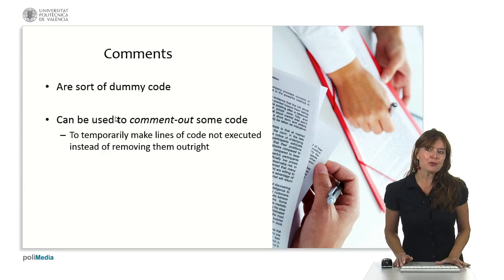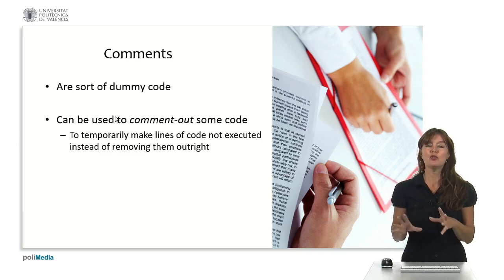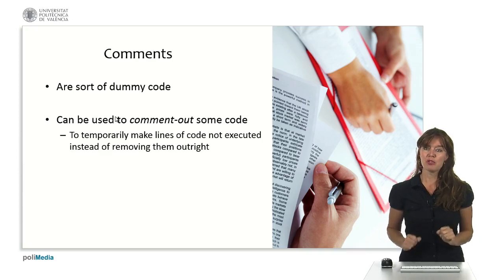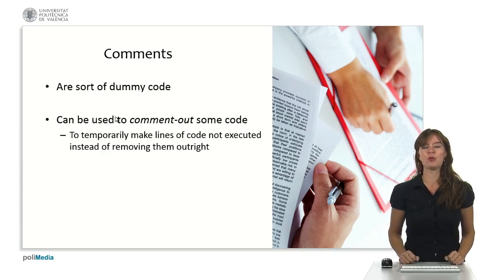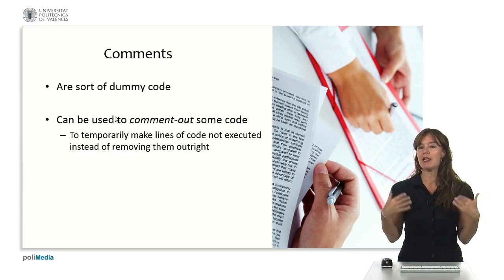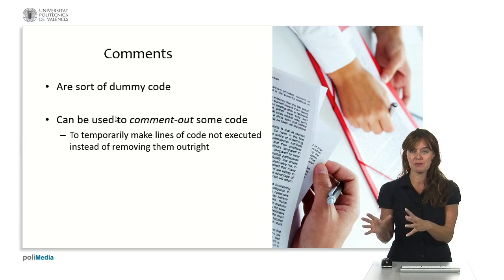And note that we can also use commenting to comment out some code. Imagine that you temporarily want to make some lines of code not be executed. So instead of removing them, we just comment them out. That's the way it's called. We put them into comments, the compiler ignores them completely, and we can execute our program without including the execution of these lines.